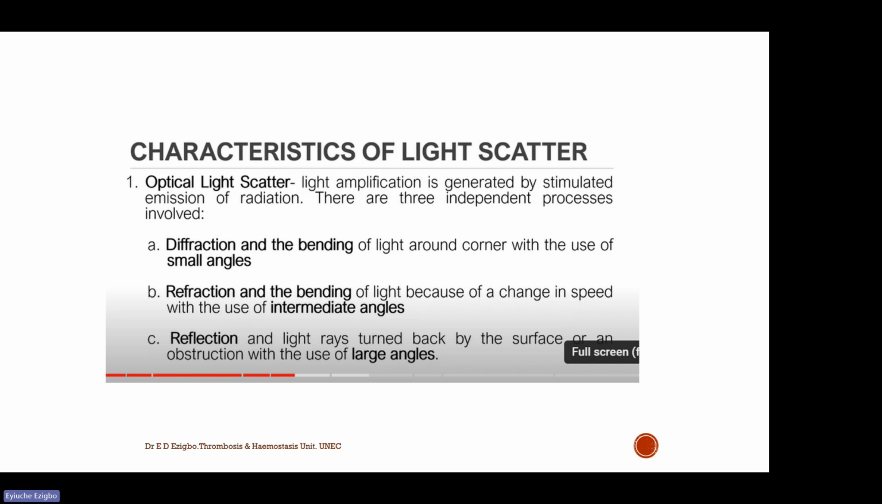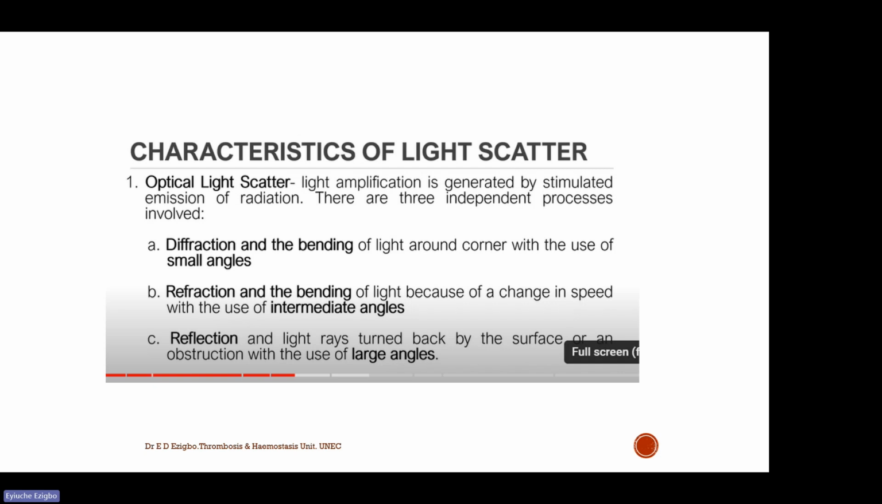So if the light is diffracted, it stays at the corner with small angles. Some cells, depending on their size and their internal complexity, can diffract light, and they know that they will pack at a small angle, so they use that angle of diffraction to know that the population of cells here have the capacity to diffract this light to a small extent.